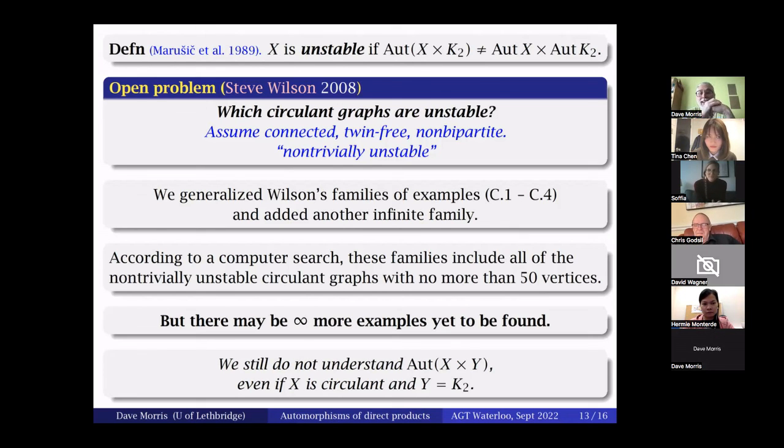So I think it's likely that there are still more families to come, but our families are measure zero, almost no graphs are in one of our families. And that should be the case. Yeah, that seems very plausible.